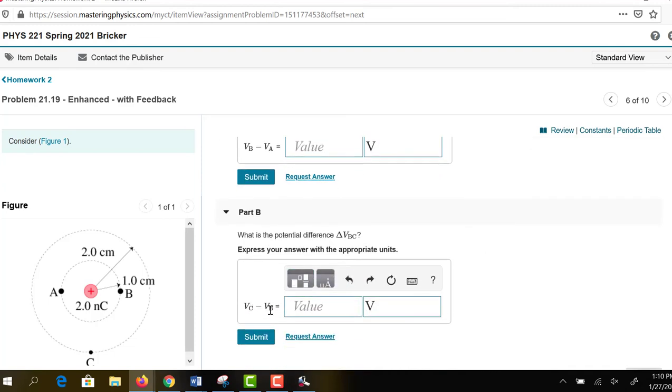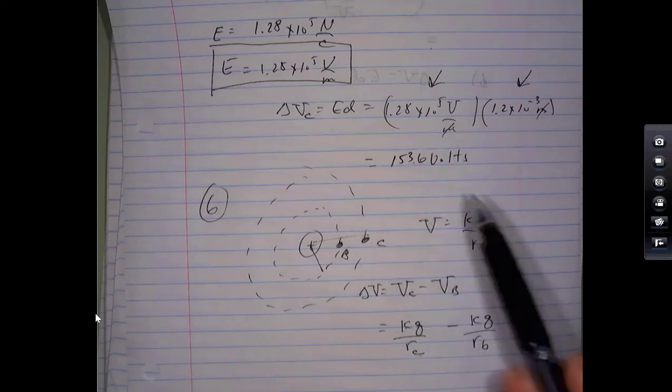What's the potential difference between VC minus VB? Okay, so C is over here, 2 centimeters away. B is here, 1 centimeter away. They're not at the same potential. They're at different potentials. So we want to do VC minus VB. So don't be surprised if you get a negative answer for this one. You'll have to put your numbers in and see what you get. Let's take a look at it.